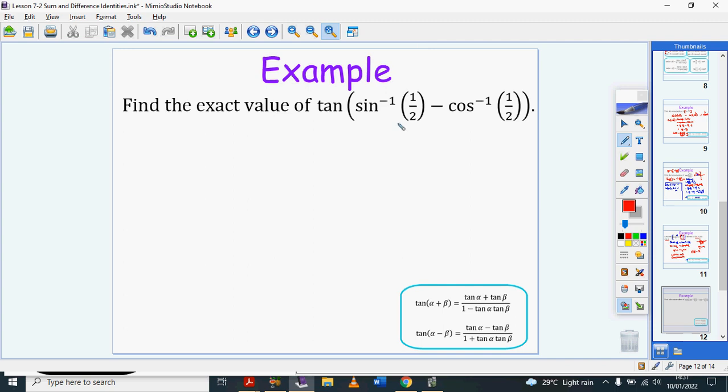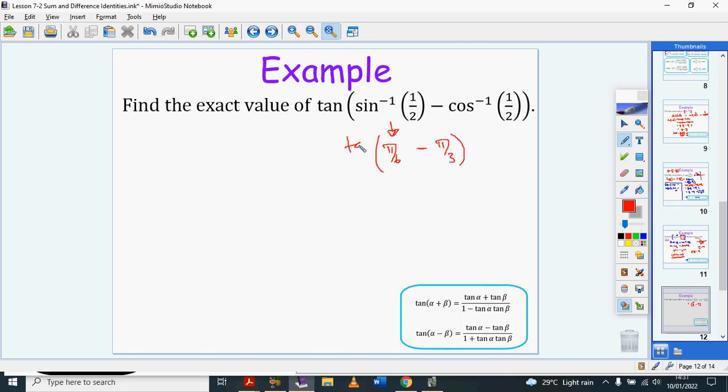This is also something we did last semester, inverse trig functions. The inverse sine of a half has to give you an angle. If you're finding the inverse of a value, you have to get an angle. So you're asking yourself, which angle gives me a sine value of a half? Well, that angle is 30 degrees, or pi over 6. And which angle gives me a cosine value of a half? That angle is 60 degrees, or pi over 3.